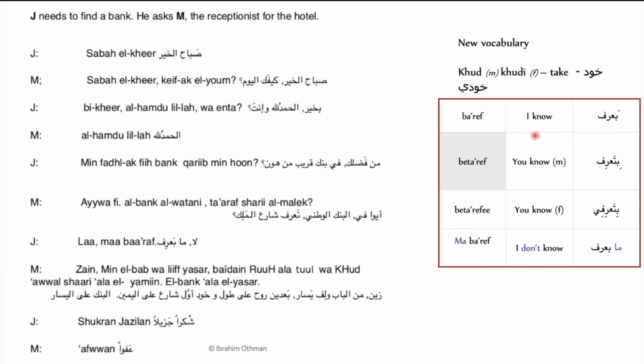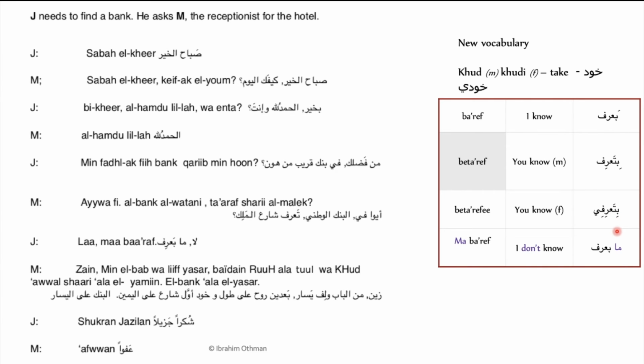And if you want to say I know, here's the conjugation. بعرف is I know. And if you're asking a masculine, you say بتعرف, do you know? بتعرف أحمد, do you know أحمد? بتعرف البنك, do you know the bank? بتعرف وين البنك, do you know where is the bank?